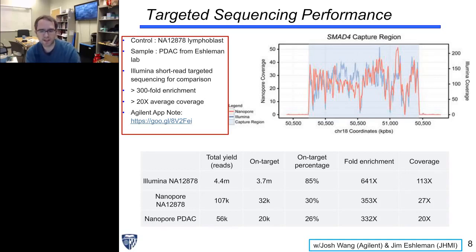And similarly, we did the same thing for the pancreatic ductal adenocarcinoma sample, and we got about the same on-target percentage with a really good fold enrichment. And there, coverage was a little lower because we had fewer reads, but it was still quite good.